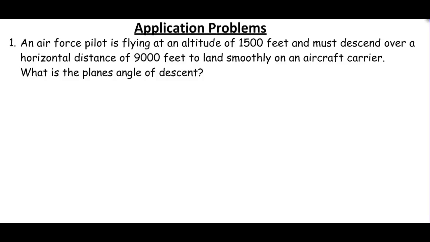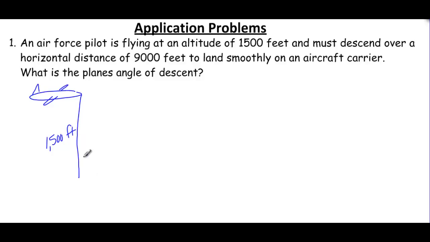So I want to read through it first. It says an Air Force pilot is flying at an altitude of 1,500 feet and must descend over a horizontal distance of 9,000 feet to land smoothly on an aircraft carrier. What is the plane's angle of descent? All right, so we know we have this plane somewhere in the air, and again, forgive my picture, and it's flying at an altitude, which means how high it is above the ground, at 1,500 feet.